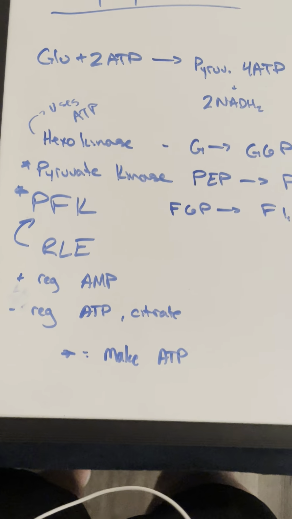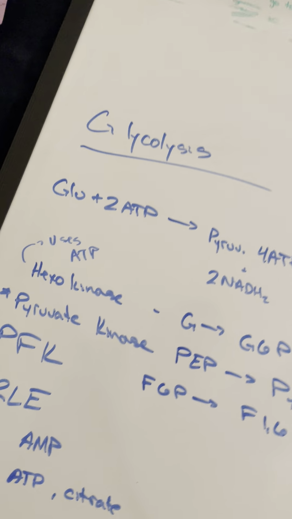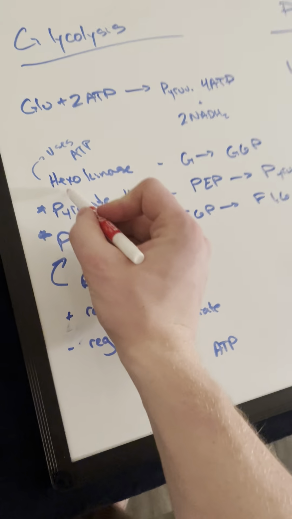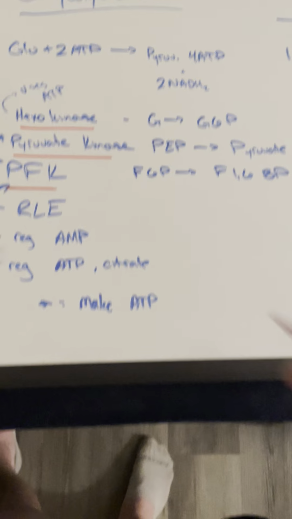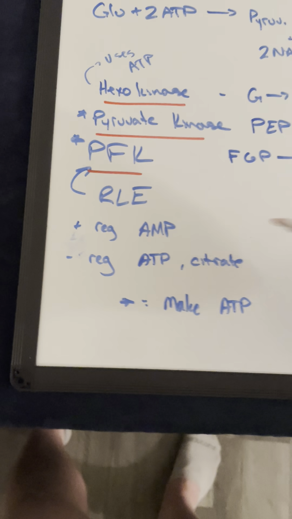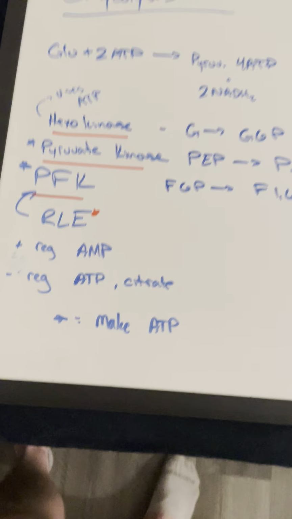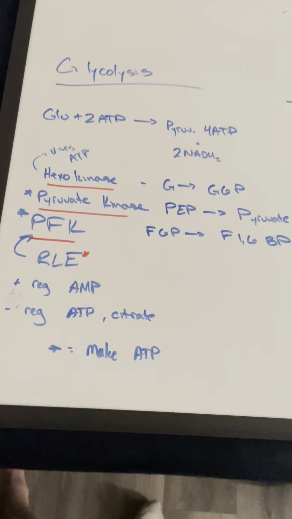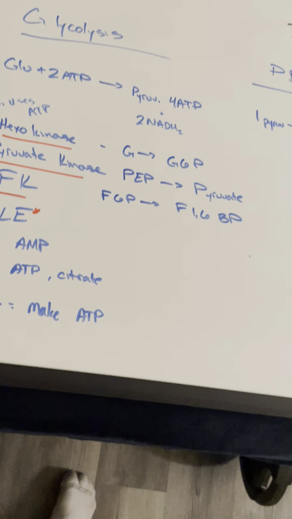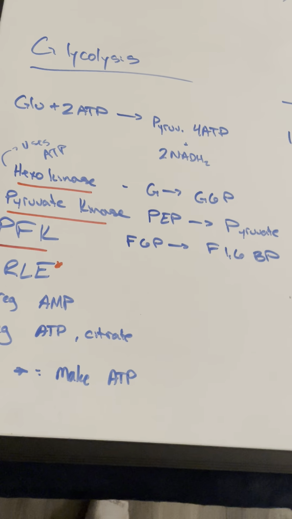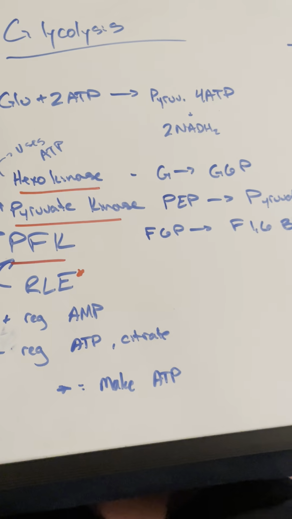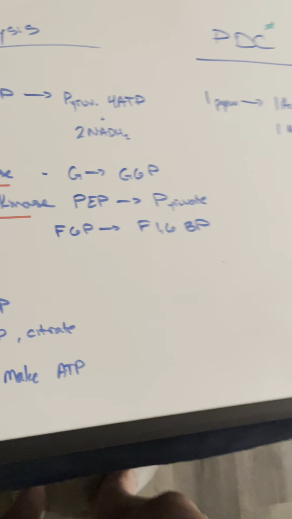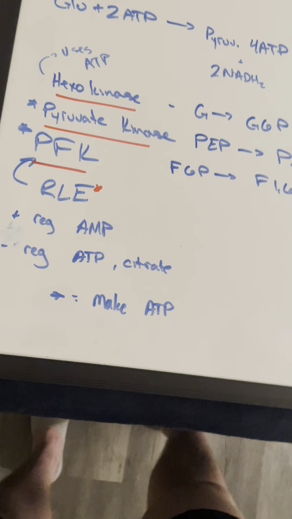The enzymes we're concerned with are going to be, let's use red, hexokinase, pyruvate kinase, phosphofructokinase, which is also going to be the rate limiting enzyme. That's what that stands for. These are all kinases, so they're all going to involve the addition of a phosphate group. They're going to do something with a phosphate. That's what kinase means.